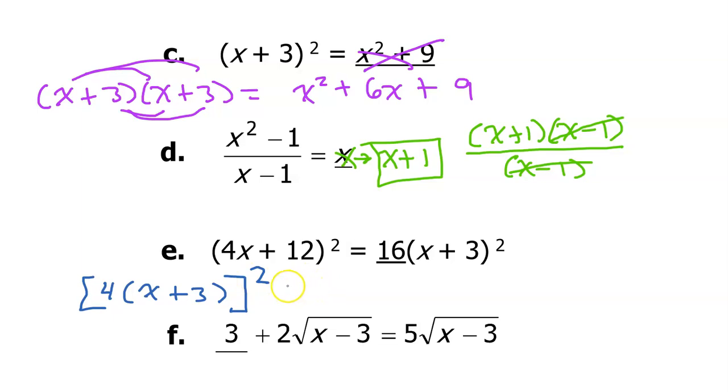Now, it is valid to go ahead and now square each of these factors. If I square 4, I'm going to get 16. Of course, if I square x plus 3, I will have x plus 3 squared. So that means this statement is true.